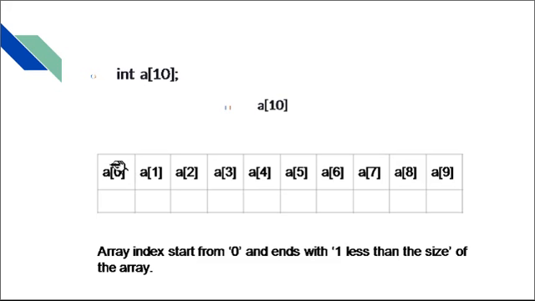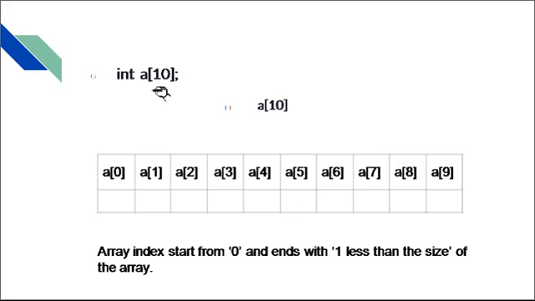So, what is within the square brackets here is called the index, array index. Index of the first location is 0. Index of the second location is 1. Index of the third location is 2. Index of the last location is 9. That means you have to understand that the array index starts from 0 and ends with 1 less than the size of the array.